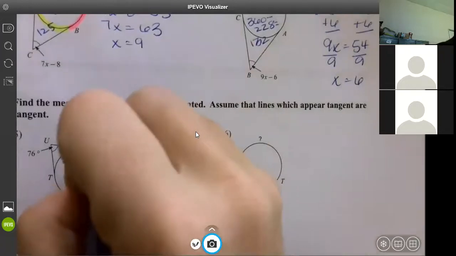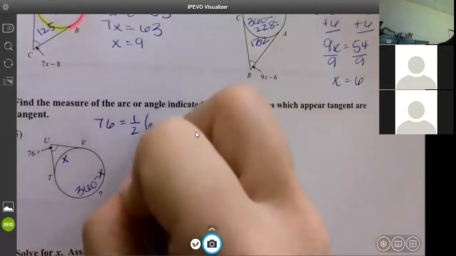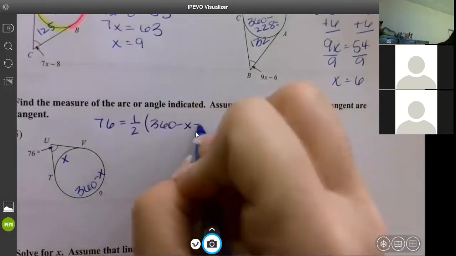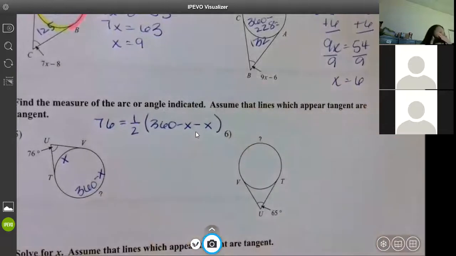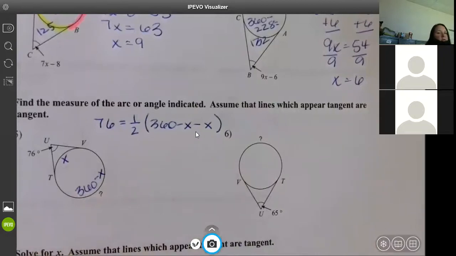Your angle is 76 equals half of your big. Your big is your 360 minus X. Minus your little is X. If you do it the other way around, you have to distribute your negative to both the 360 and the X. It just makes it extra crazy. Okay, so try to make this one your big arc all the time. It will work the other way as well.